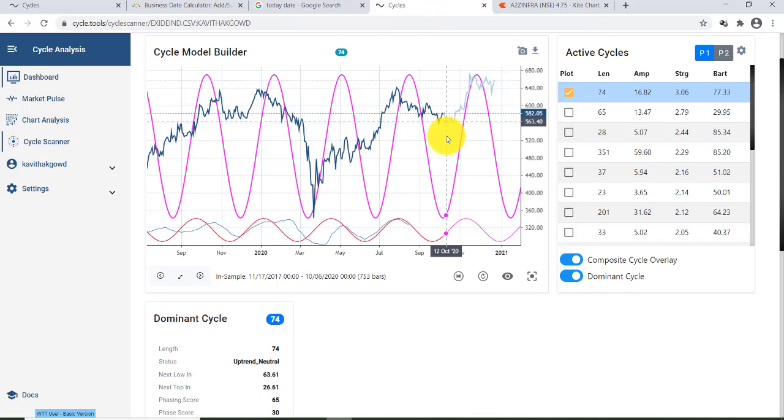Let's see what is the date of, see here we are getting the peak. So the cycle is accurate, that's why we can consider an entry.